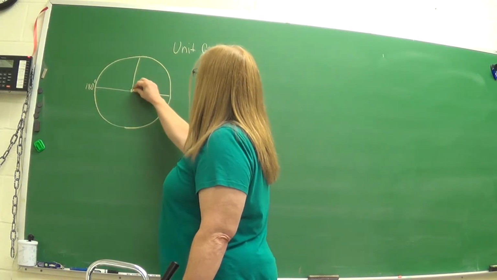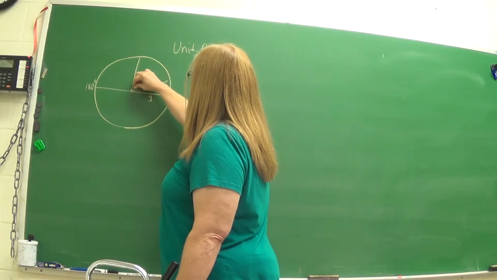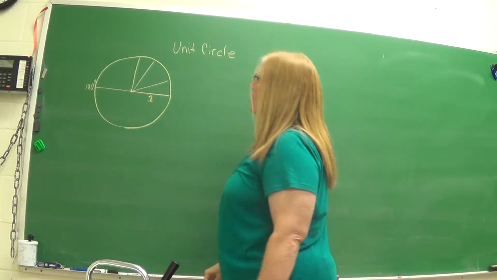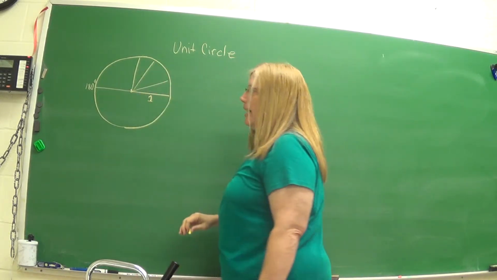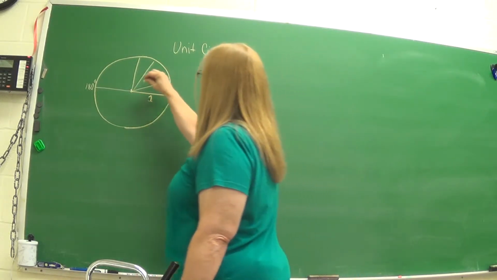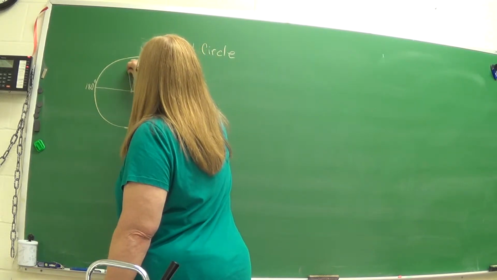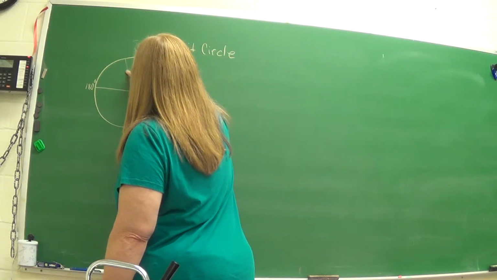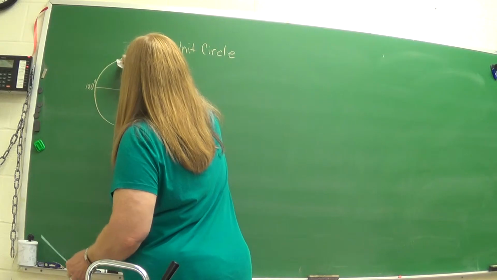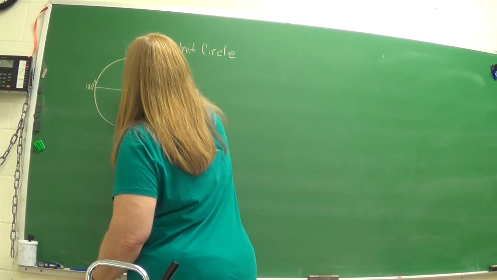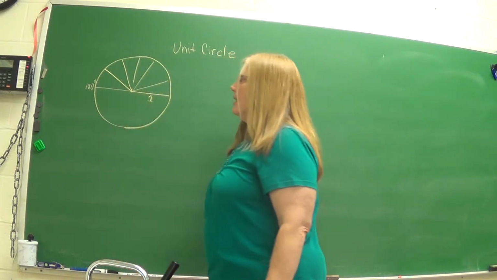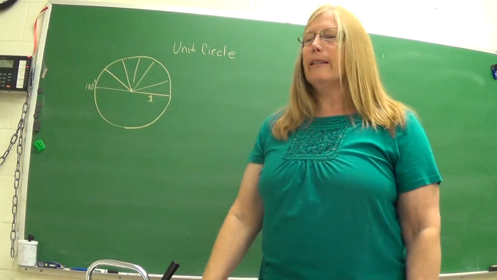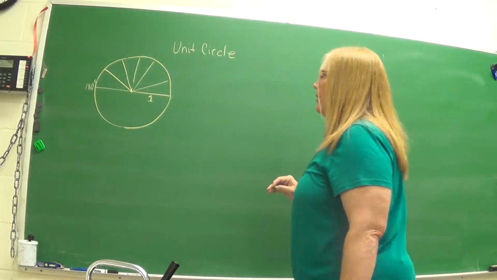And now we're going to go around and take each of those quarters, which is half of a half right here, and divide it into 3. And then divide this quarter, or half of a half, into 3. And get them as equal as you can. And so you get the idea that there are 6 equal pieces on the top of this circle.